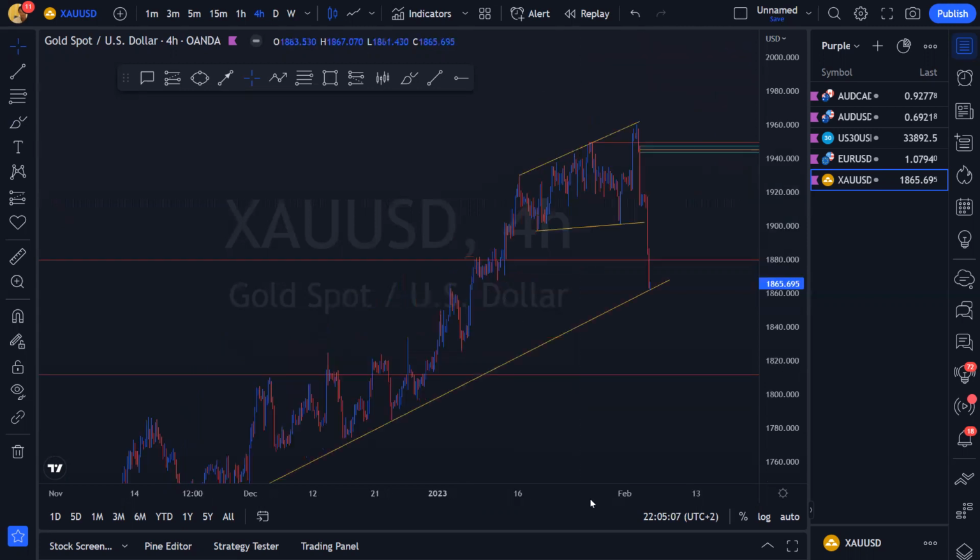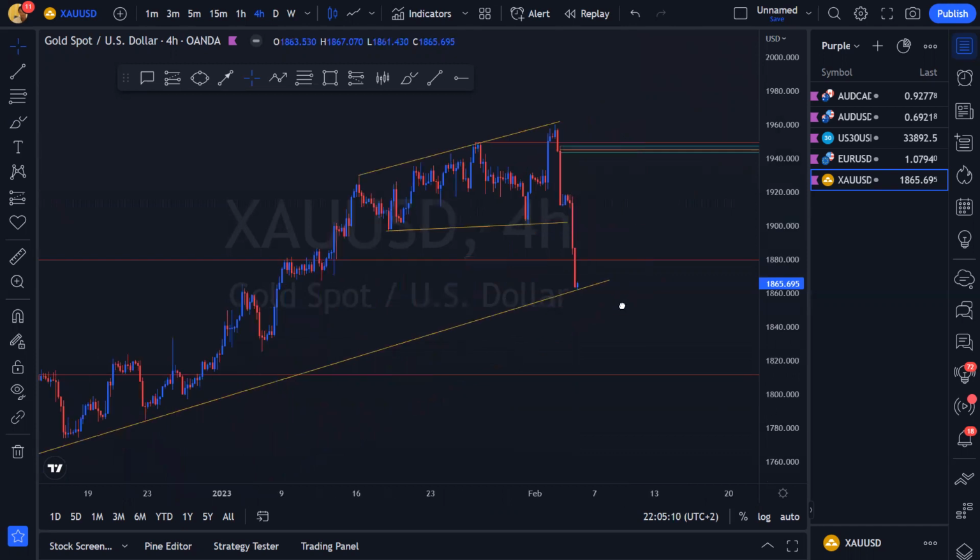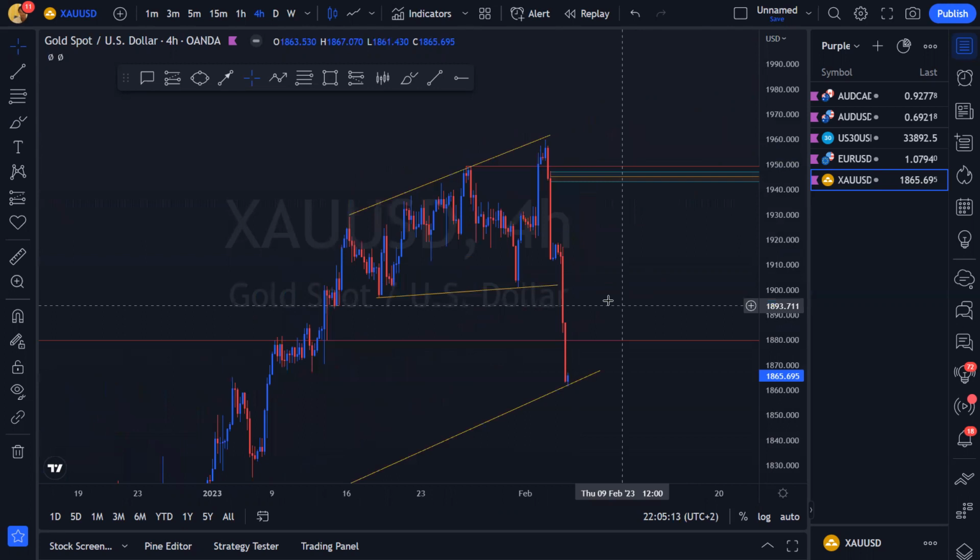But otherwise, we've got another trading opportunity to try and sell gold. At least this time we see the momentum that we want to see in the market to be able to find a good trading opportunity. We've got a nice break of structure, all that nice good stuff.